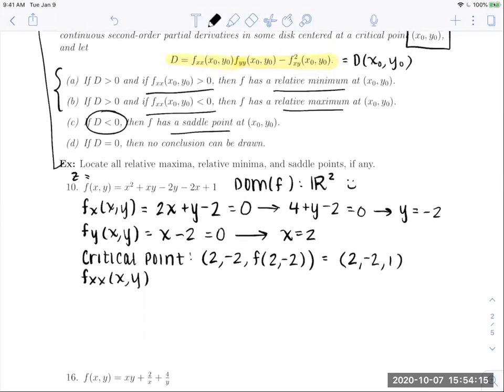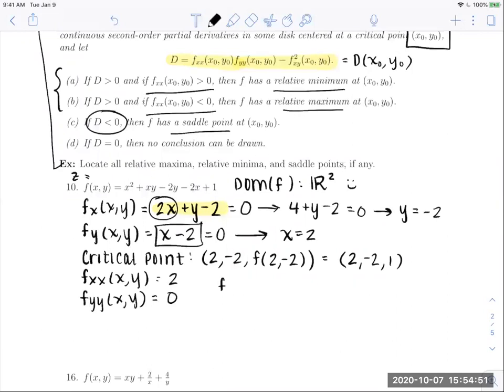For f sub xx, I am looking up here at the first partial with respect to x, and I'm taking its partial again with respect to x. So only the first term gives me something, and it gives me out the constant 2. Similar for f sub yy, I'm looking back up here at the partial of f with respect to y, and I want to take the derivative again, but with respect to y. Notice that none of the terms in f sub y have a y in them. So when I take the partial again, I'm just going to get out 0.